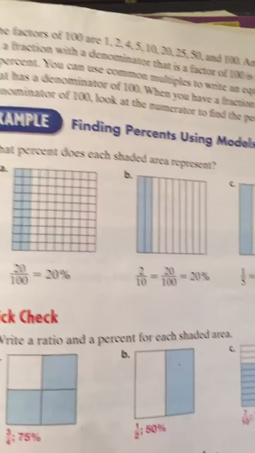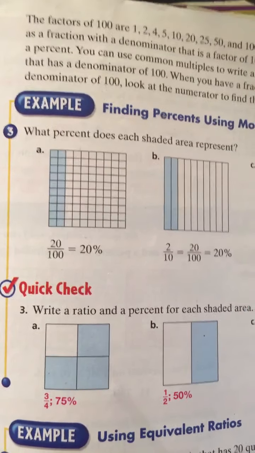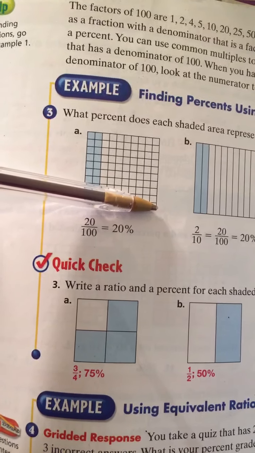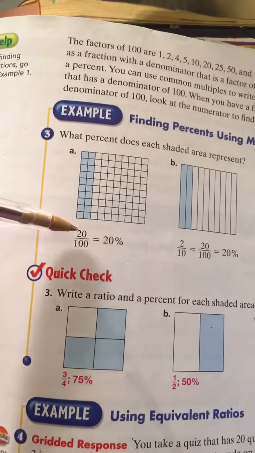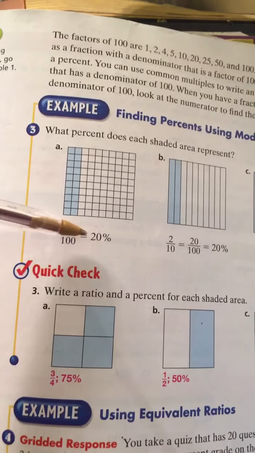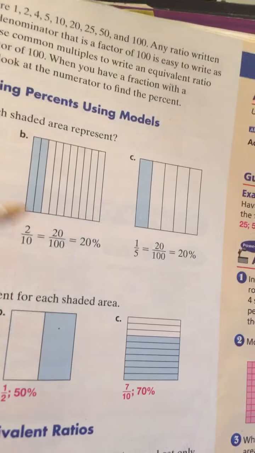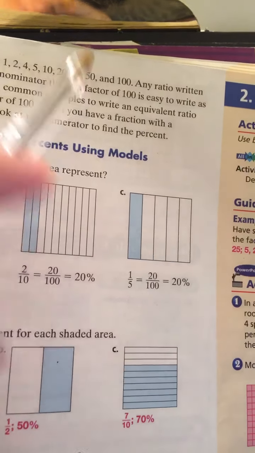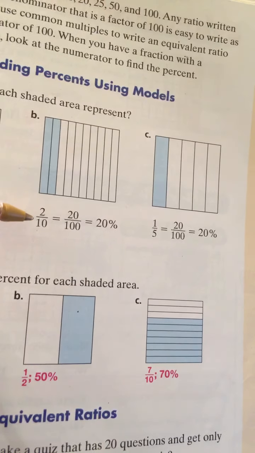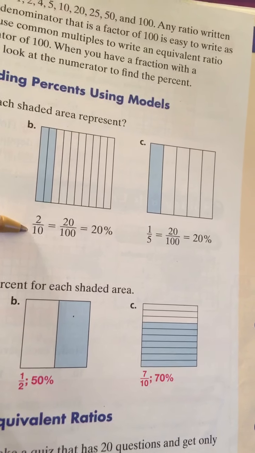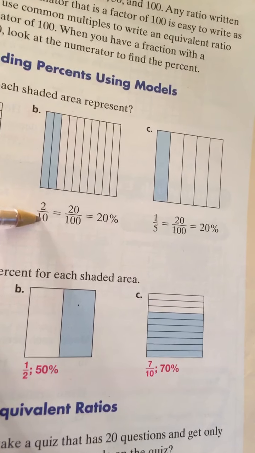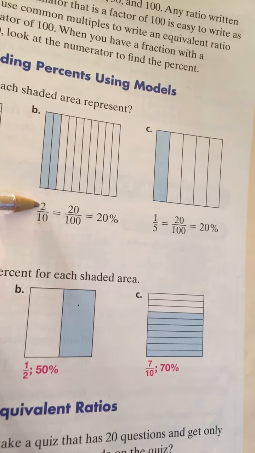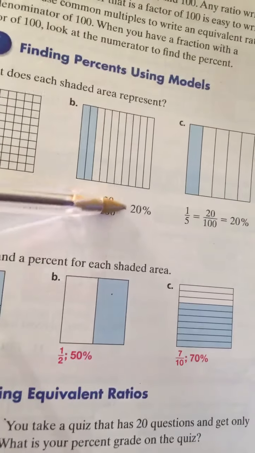Look down here at these graphs or grids. Letter A. These little squares, if you count them up, it's a 10 by 10 grid. So what's the shaded area? It's 20 squares out of the 100. So that's 20%. But look over here. Notice the denominator is not 100 now, it's 10. But 10 is one of these factors up here. So that means that you can use a common multiple to write an equivalent ratio. Remember how we've been doing that? So 10 times what equals 100? 10 times 10 equals 100. So therefore, when I do the bottom, I must do the top. 2 times 10 is 20. So you have 20%.